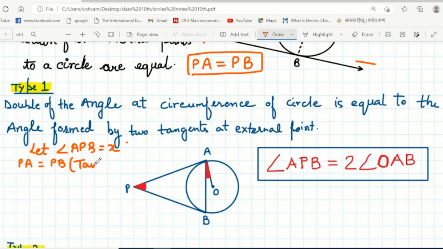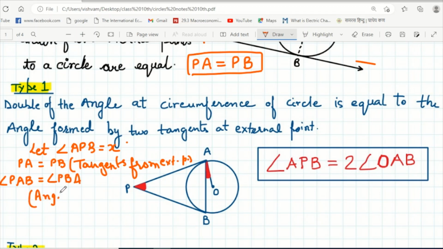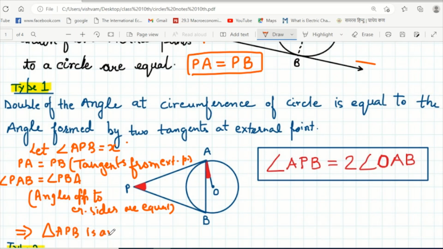They are tangents from an external point. P is an external point, and that's why we can say angle PAB equals angle PBA, because angles opposite to equal sides are equal. This condition is valid in an isosceles triangle, and here we can say that triangle APB is an isosceles triangle.